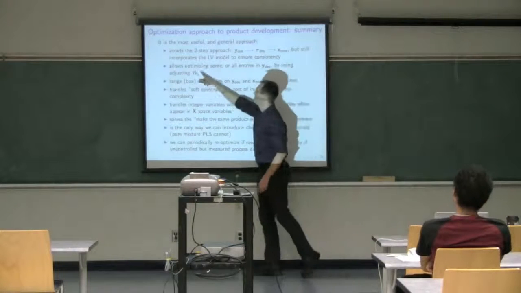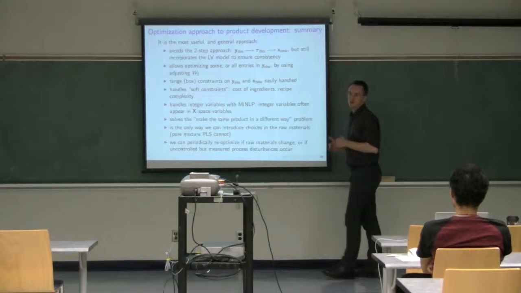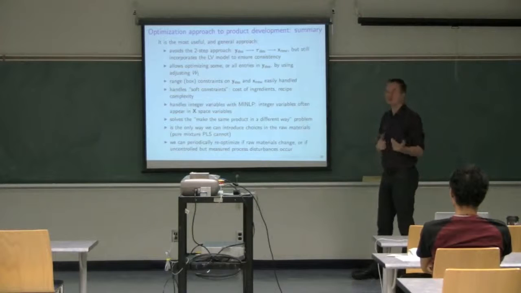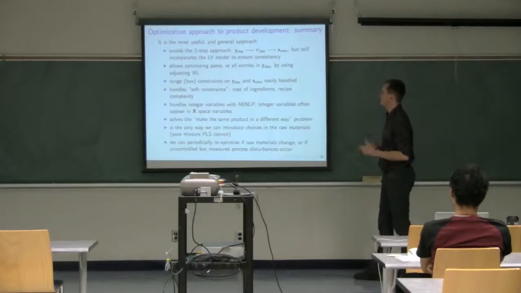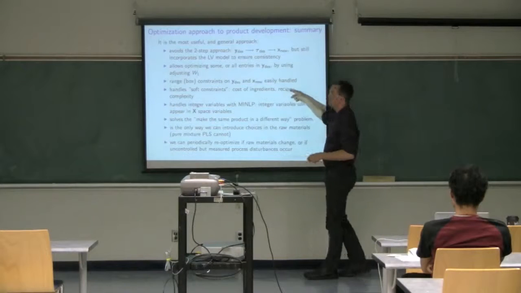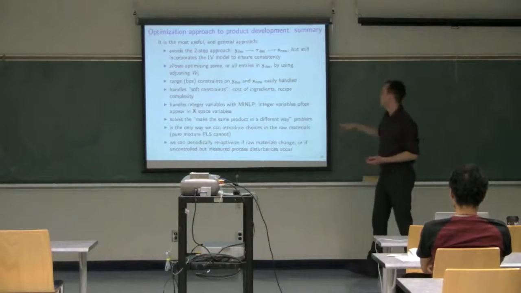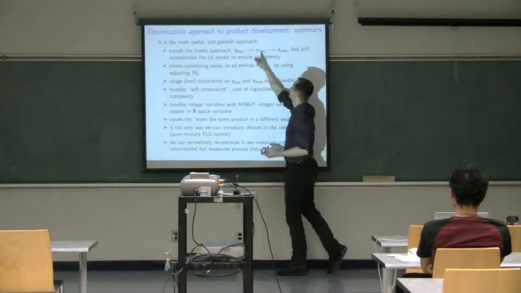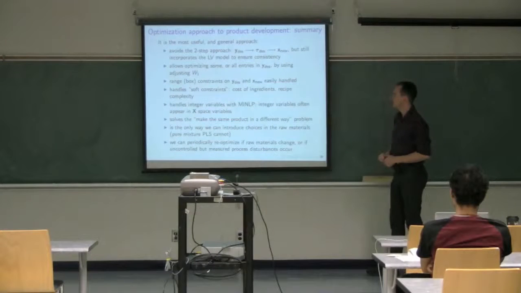The W1 matrix is useful because it allows us to trade off some of the Y's against each other. We might be more interested in getting a higher prediction accuracy on some Y's over the others. Cost of ingredients and recipe complexity is handled. We don't get that if we do this two-step approach. We lose that ability to handle those constraints.